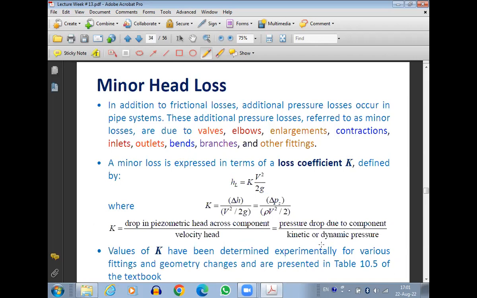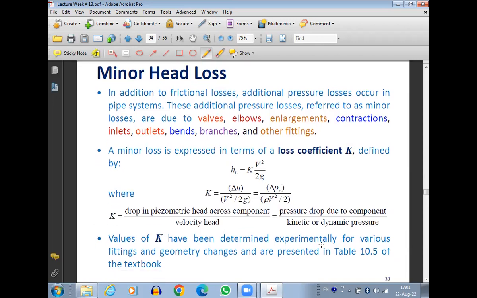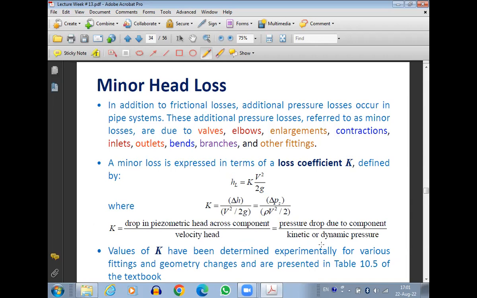So that was about the major head losses. So the topic of the major head losses is complete. Now we are going to move towards the minor head losses, the next topic. But let's have a break of 5 minutes and then we will start.